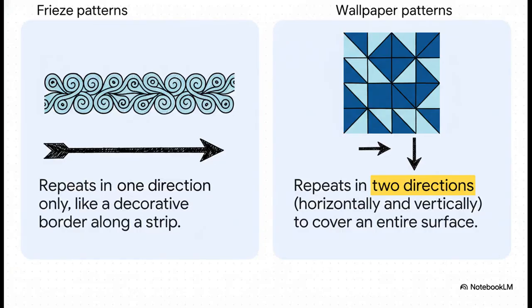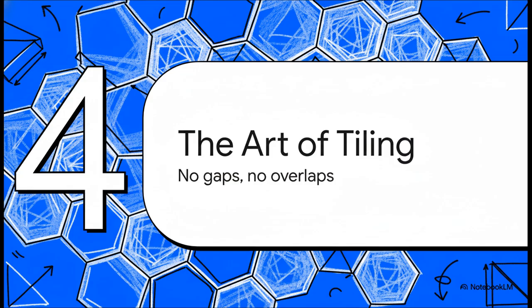Now, these symmetries create two main types of patterns. You have frieze patterns, which only repeat in one direction. Think of one of those decorative borders you see on a wall. But then you have wallpaper patterns, and these bad boys repeat in two directions, up, down, left, right, covering an entire surface, theoretically forever.